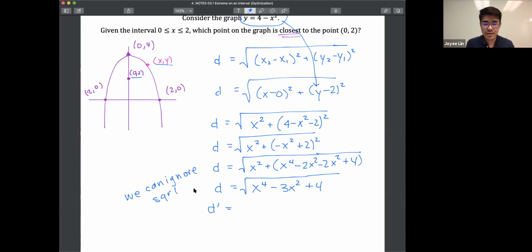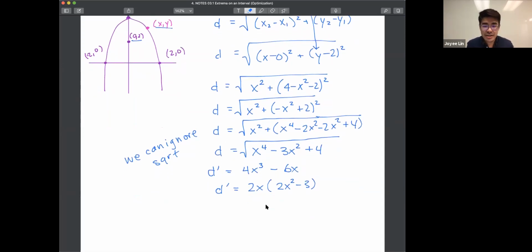Scroot for short. Okay, so the D prime would be 4x cubed minus 6x. And then we just need to optimize that. So D prime, we'll factor out a 2 and an x, and then we're left with 2x squared minus 3. We set each of these equal to 0, so x is equal to 0, and then x here is equal to plus or minus square root of 3 over 2.